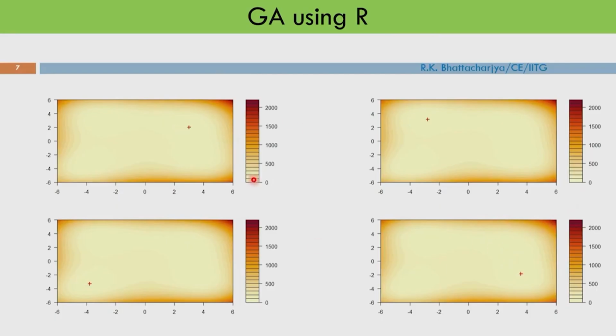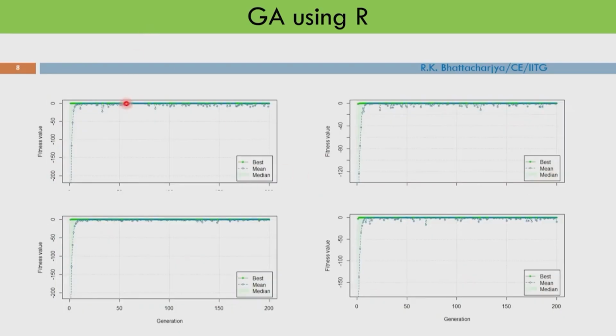So, this is the solution obtained using genetic algorithm, and I have also shown here the fitness versus generation curve. You can see that genetic algorithm is so powerful that it can reach the optimal solution probably after a few iterations, maybe after 10-15 iterations. So, genetic algorithm is converging at one of the optimal solutions.